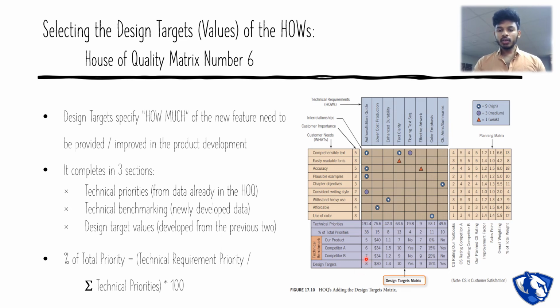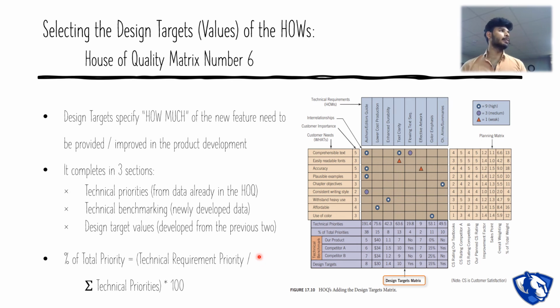For the author's guide we ranked it as a 6, and for the cost of production they use about $34, and for enhanced durability it is 1.5, and when it comes to text clarity they have 10, and for the flowing text sequence they are obviously yes, and 15% for color emphasis. Yeah, and next for competitor B it is 734.